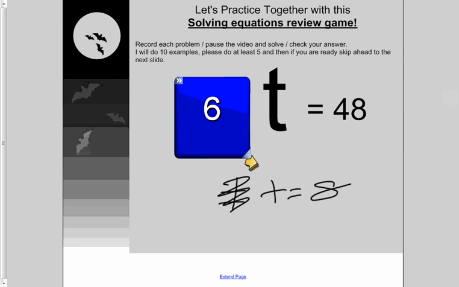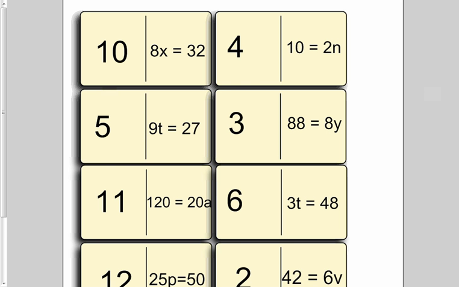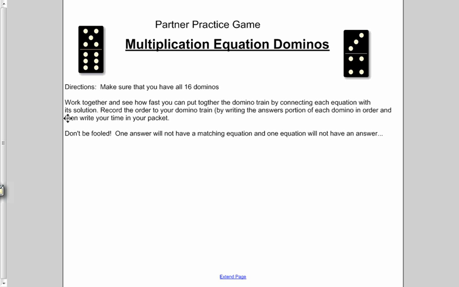All right, I think we'll stop there and move on. I just want to show you the activity that you're going to do with a partner or by yourself today. Partner would be better. It's called the multiplication equation domino game. So make sure that you have all 16 dominoes. You should have a set of dominoes that look like this. So make sure you have all 16, and that they are cut out. Work together. See how fast you can put together the domino train by connecting each equation with its solution.